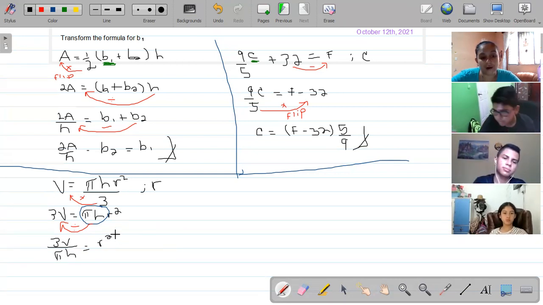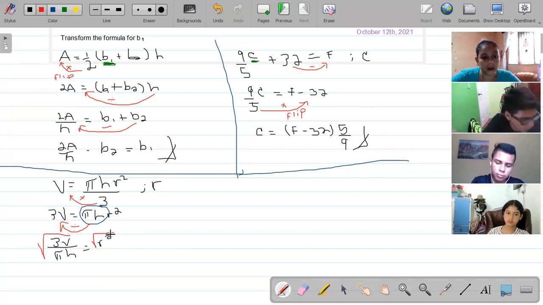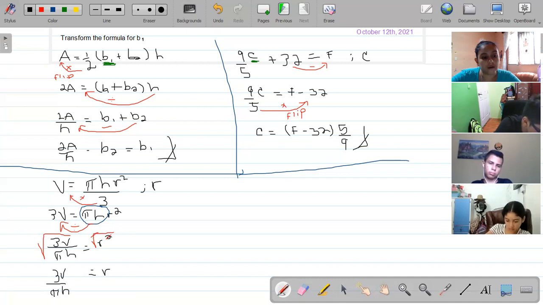Okay, so now we have r squared, but we're not looking for r squared. We're looking for r. So we said that the inverse operation of r squared is going to be the square root. And I'm going to square root both of the sides, okay? Now this square root gets eliminated with this exponent. So we get now that r is equal to, and I have no exponent in here to eliminate with the root. So I'm going to say that it's equal to 3V over pi h, and everything inside a square root.